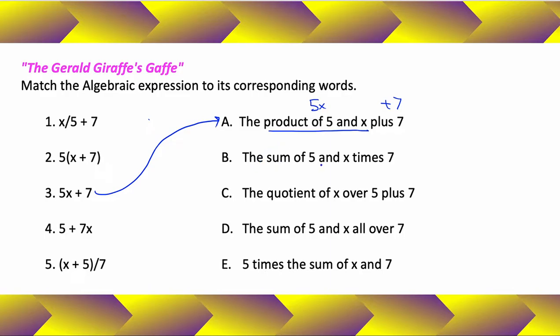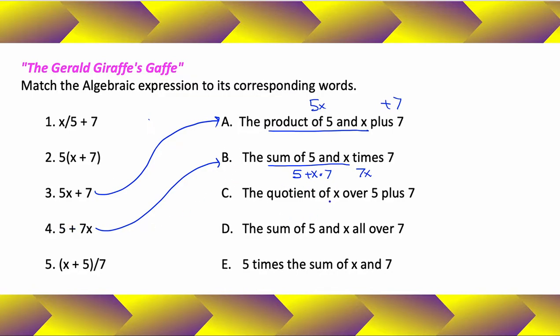B, it says the sum of 5 and x times 7. Ooh, the sum of 5 and x times 7. So let's add 5 and x. So I'm going to probably go 5 plus x times 7. So we're probably actually going to be looking for a 7x and a plus 5. Let's see here. 5 plus 7x. There it is right there. There we go. The sum of 5 and x times 7. I would just say 5 plus 7x.